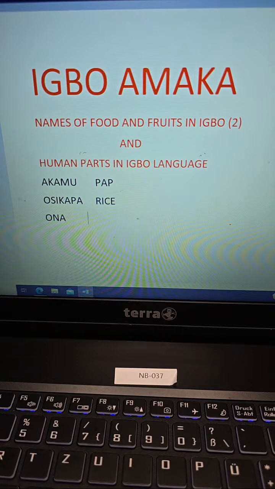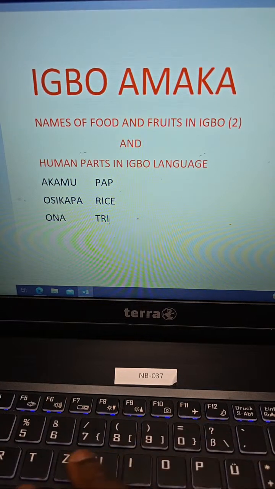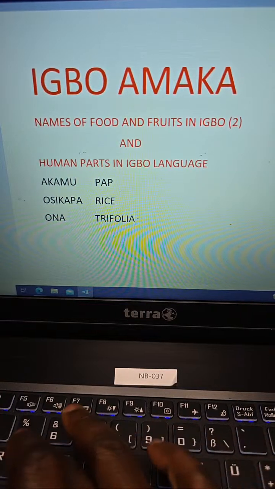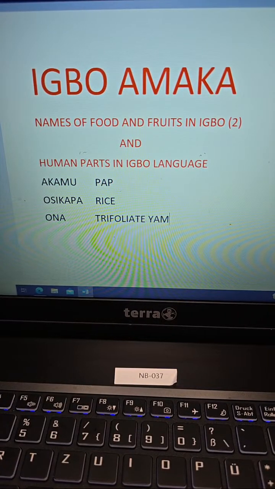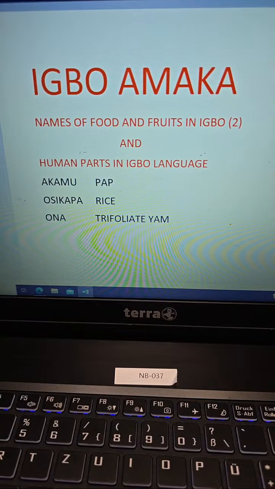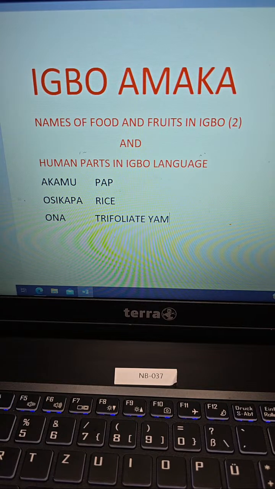Honor is called trifoliate yam. That's the trifoliate yam. That's what we call honor in Igbo language. You know, trifoliate yam is what we call honor in Igbo language. And then we have okporoko.